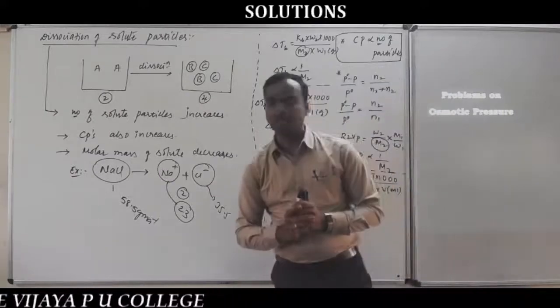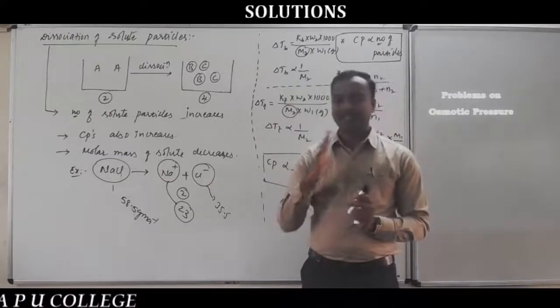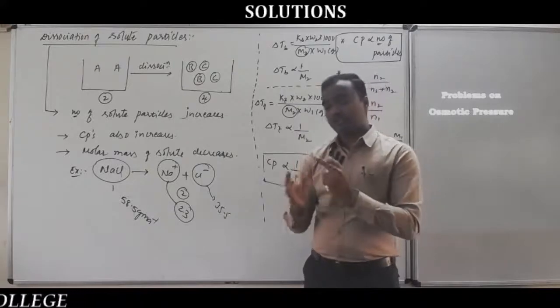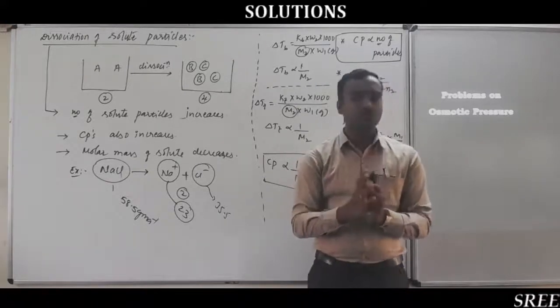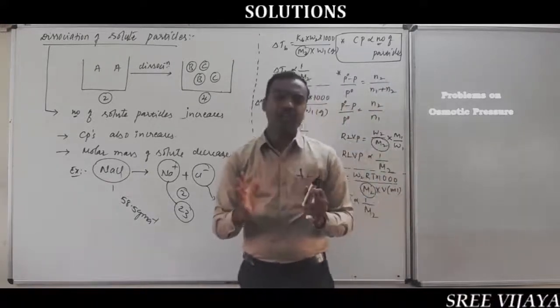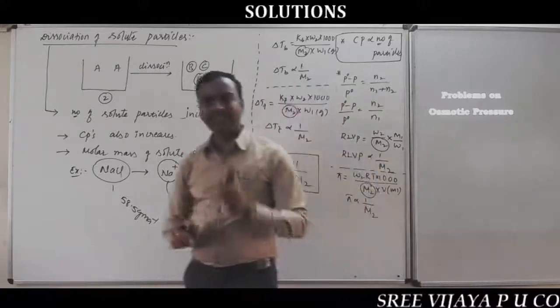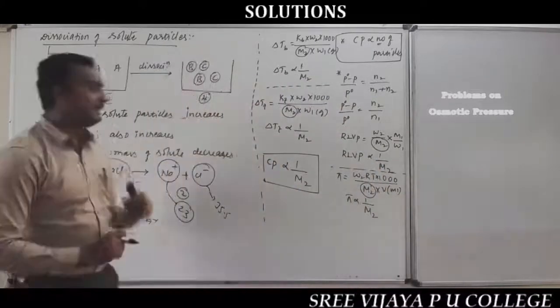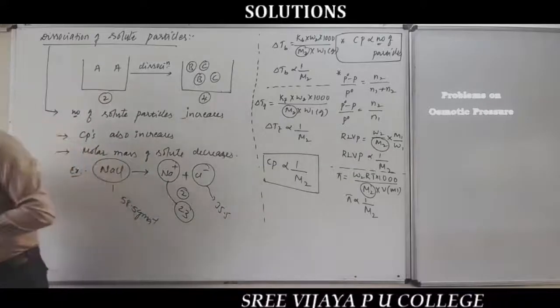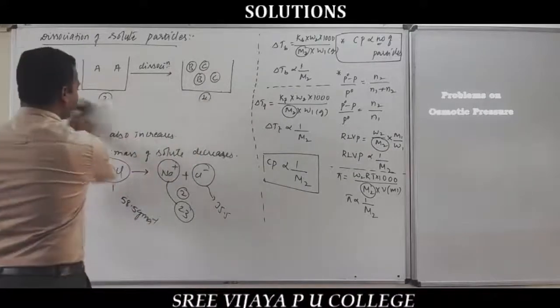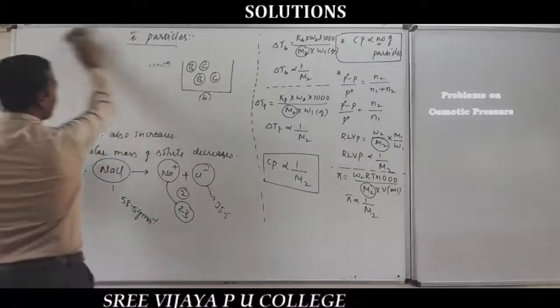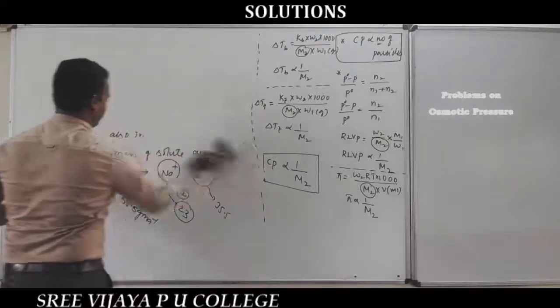So that is about the concept of association and dissociation of solute. Because of these two, association and dissociation, the molar mass will change. That molar mass is called abnormal molar mass. So that's the concept, and it is used to explain the extent of dissociation and association.